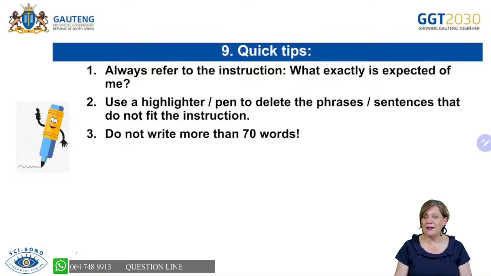Those 70 words, so you have to count your words. You will not be allowed to take your calculator in with you, but I'm sure you can count up to 70.